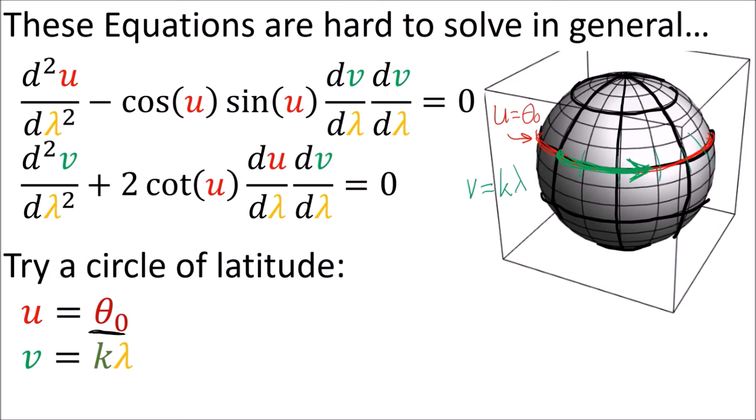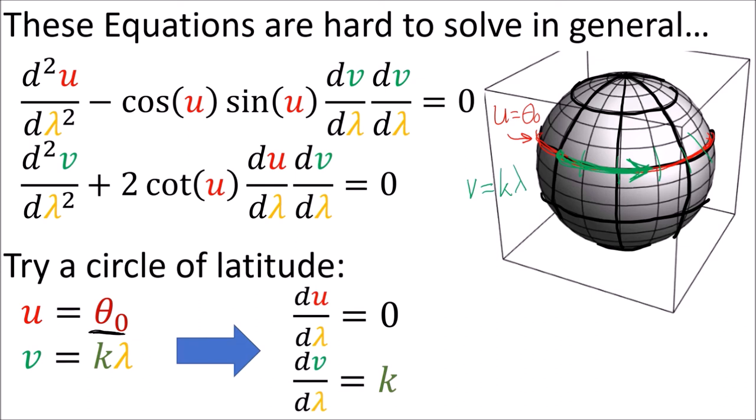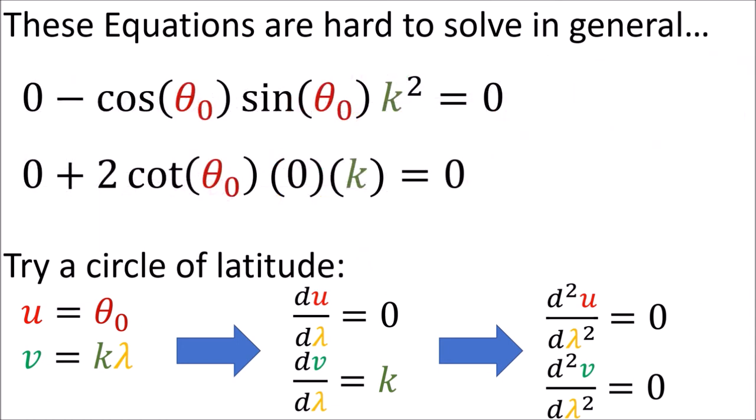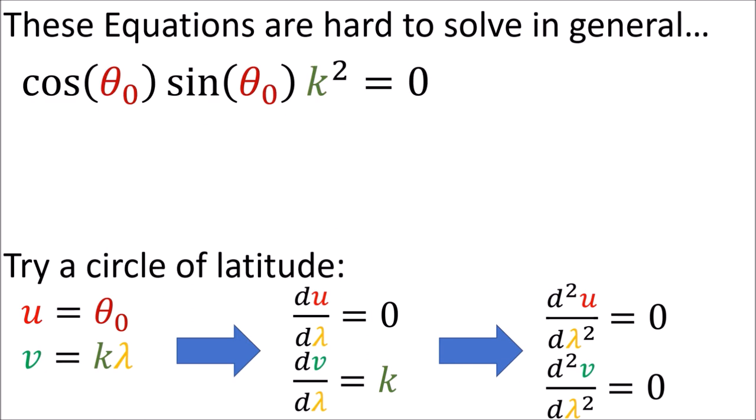Okay, so hopefully it's easy to see that the first derivatives along this curve with respect to lambda are 0 and k, and the second derivatives with respect to lambda are both 0. So bringing these derivative values back up into the geodesic equations and substituting, this second equation becomes 0 equals 0, and we don't really need to worry about it anymore since it's automatically true. We just need to worry about this first equation. So to get a geodesic, we need to choose k and theta naught so that this term goes to zero, so that the equation will hold true.